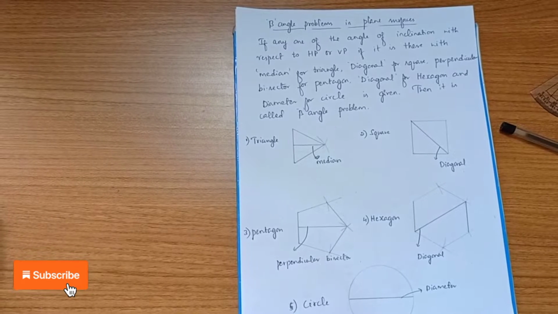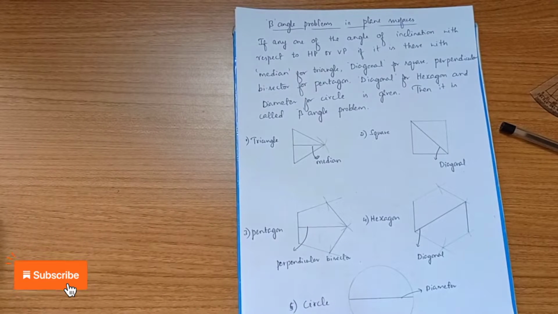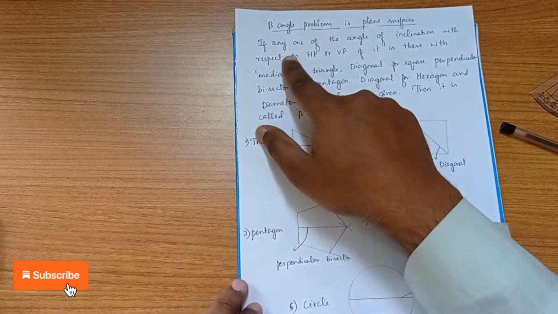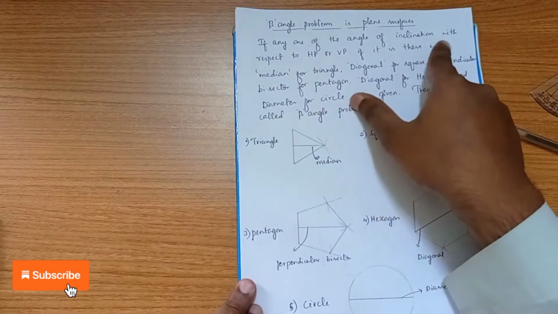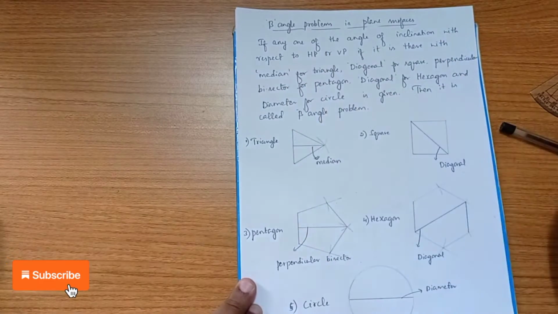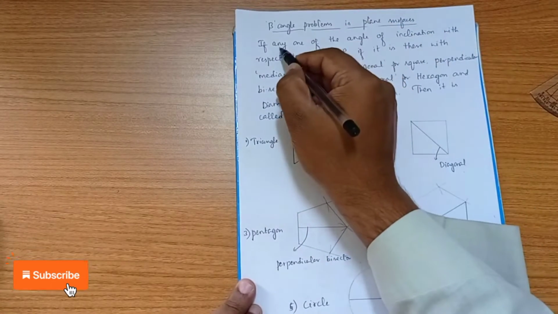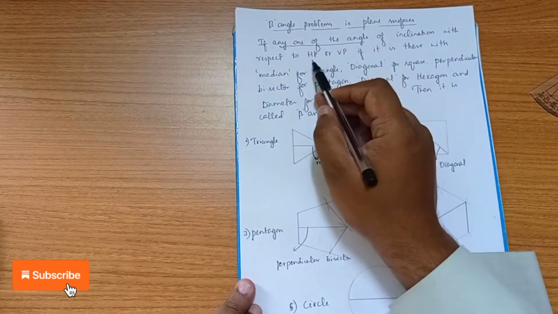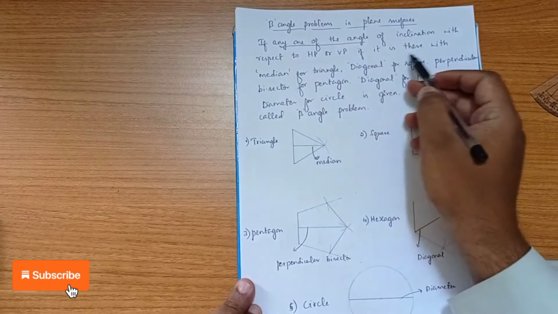Okay, now we are going to learn the concept for beta angle problems in plane surfaces. So how to identify whether a particular problem is a beta angle problem or not? You can see that if any one of the angles of inclination with respect to HP or VP is given, you can take either the inclination to the HP or VP.